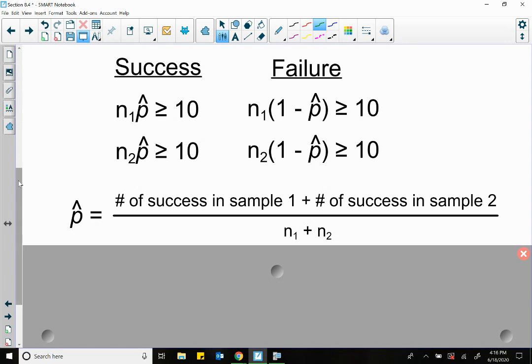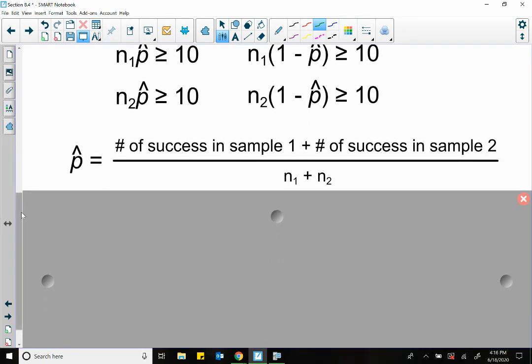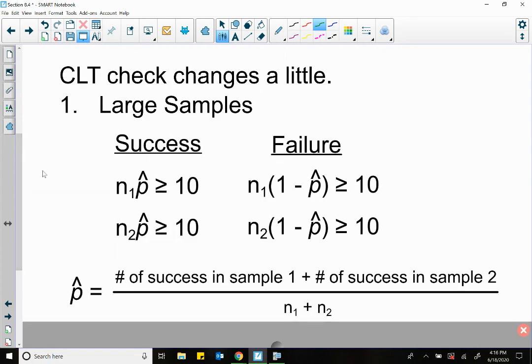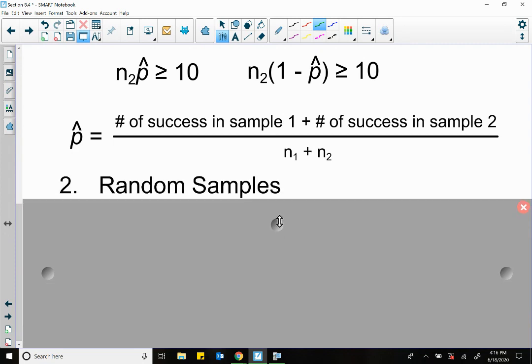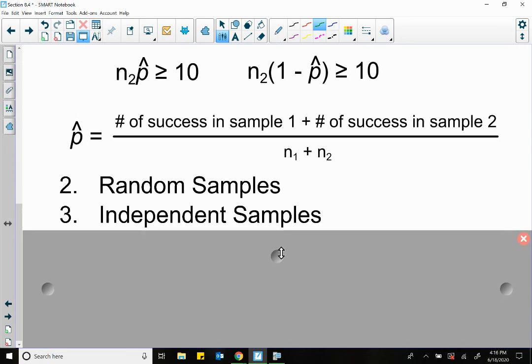Okay? So we got that. So that's the first change. We got to make sure that they are large enough samples. Second, again, you got to make sure that your samples are random. Both samples must be random. You got to make sure that both samples are independent of each other. Going back to my boogeyman case, those that believed in the boogeyman in 1961 should not affect those that believe in the boogeyman in 2019.